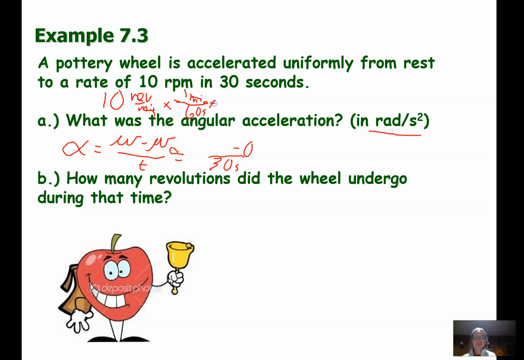Get rid of those revolutions. So I put the revolutions on the bottom, 1 revolution on the bottom, 2 pi or 6.28 radians on top. 10 divided by 60 times 6.28 is 1.05. I'm rounding off. That's close enough. 1.05, and that is in radians per second because my revolutions canceled out. So it's 1.05. Yep, that sounds about right.